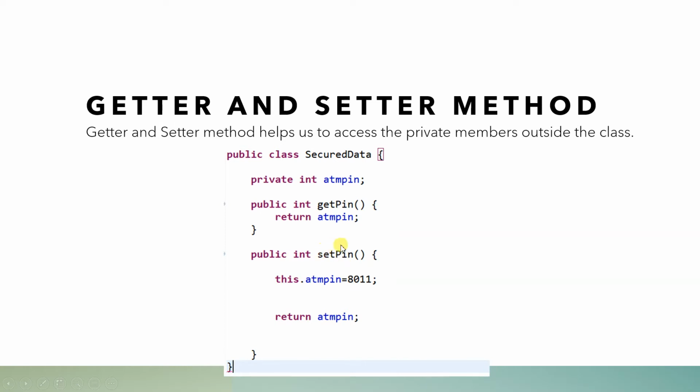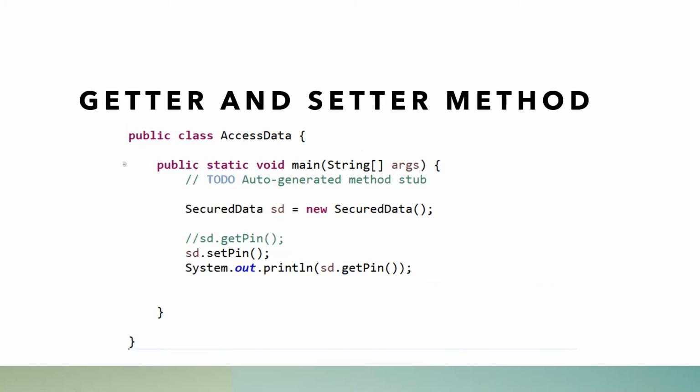So first, which method must be called? First the set pin method must be called. Once we initialize, then we will be able to fetch. Fine. So now let us see the second code.